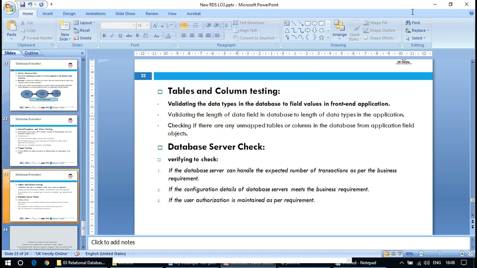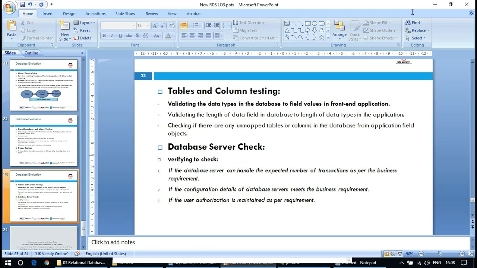Then tables and column testing, validating the data: what data you can insert into the field and what data the application allows you to enter. For example, if you are trying to enter your name into the seat roll number, then your front-end application should not allow you to enter letters instead of numbers, isn't it?